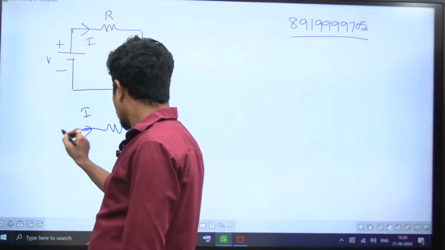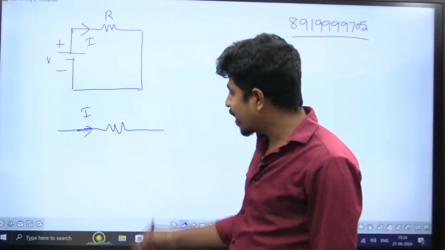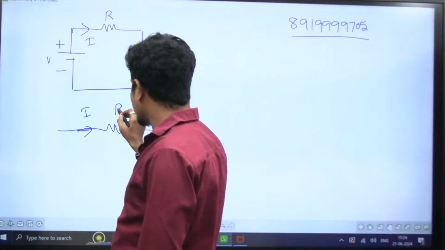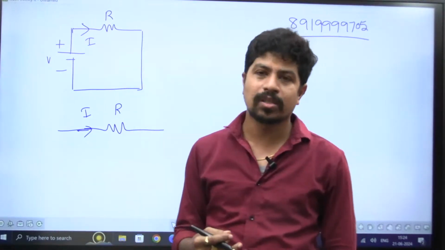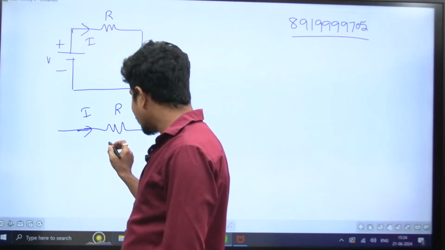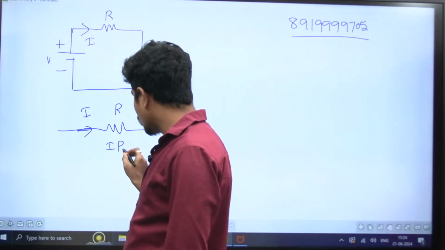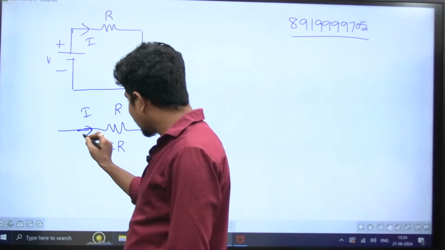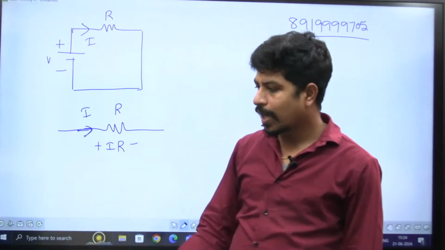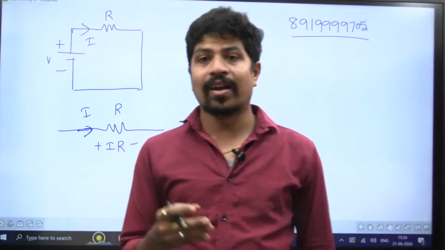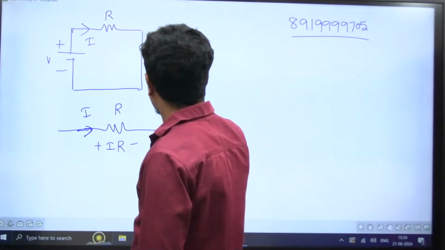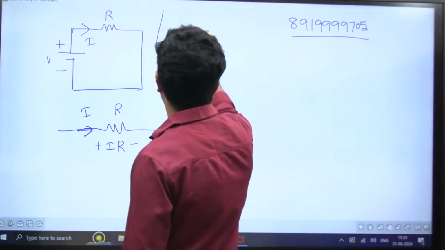Listen, here when a current of I flows through a resistance of R, then some voltage is going to drop across that resistance. That voltage drop is taken as I into R, from Ohm's law, V is equal to I into R. Where the current is entering, the terminal is taken as plus, the current leaving terminal is taken as minus. I repeat, whenever current flows through any resistance, let me write that point.